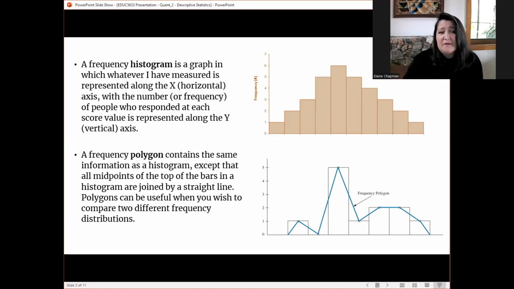So once again, we're representing exactly the same information here as in the frequency table. We basically plot the score values that we've got along what we call the x-axis, which is the horizontal axis of our graph. And we plot the frequencies with which those score values were recorded along the y-axis, or the vertical axis, in our graph.